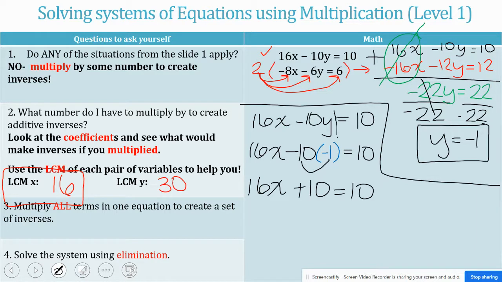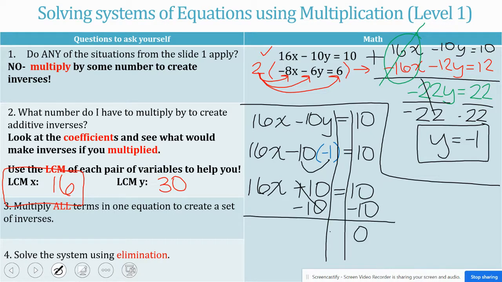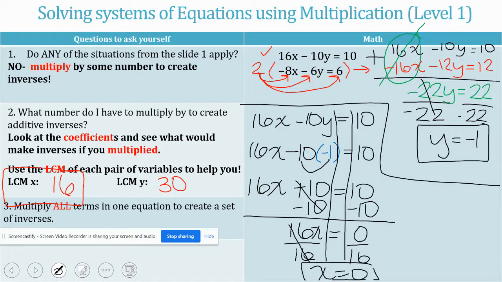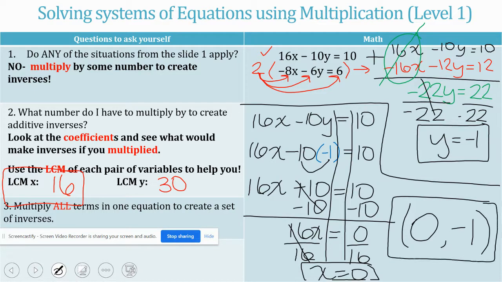If you want, you could draw your train tracks if that's going to help you stay organized. Subtract your 10 on both sides. So we get 0. Bring down your 16x. Just move that over. Divide by 16 on both sides. And you get x equals 0. Remember, don't forget to write your answer as an ordered pair. X comma y, 0 comma -1. So that is our answer here.